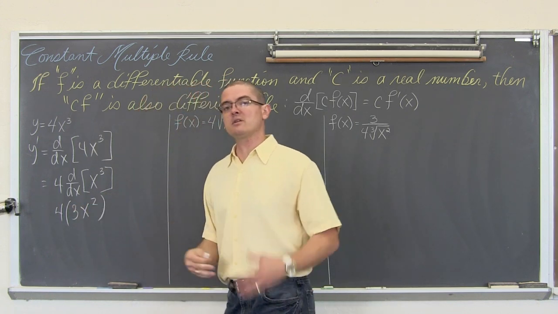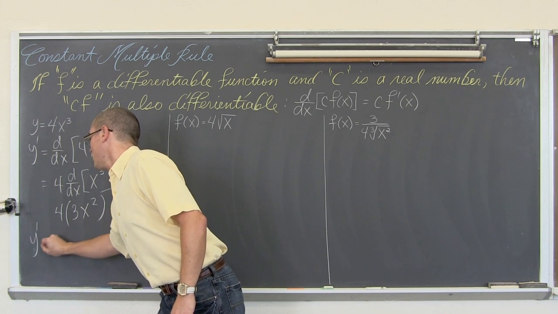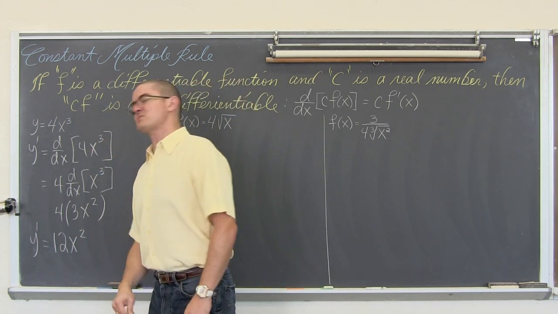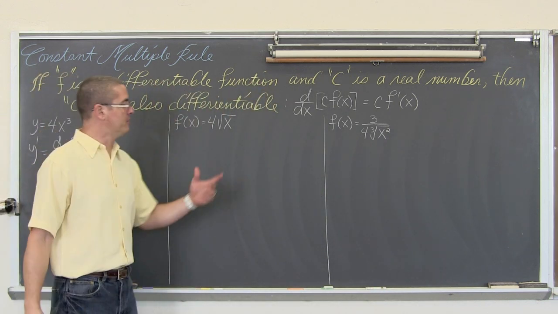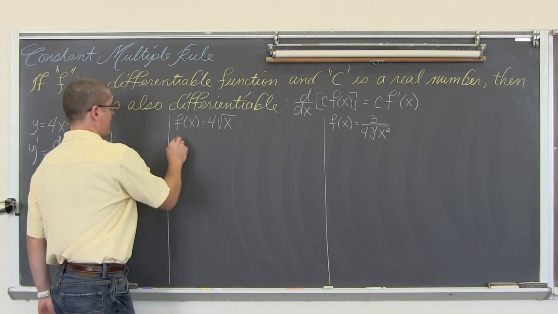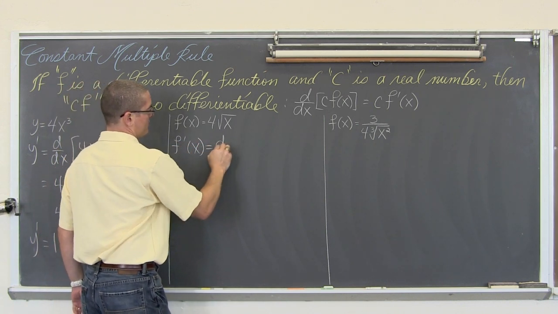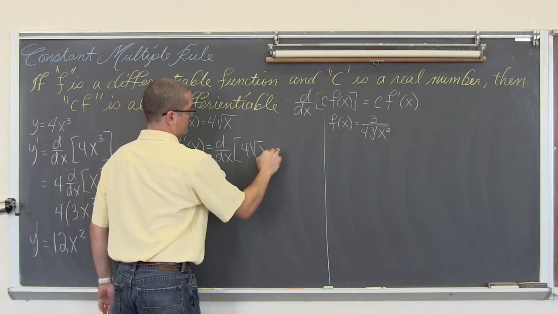And then, of course, now you can take the 4 and put it back in, and you get y prime, or the derivative of y, is equal to 12x squared. Next example, we have 4 times the square root of x. So f prime of x is equal to the derivative with respect to x of 4 square root of x.